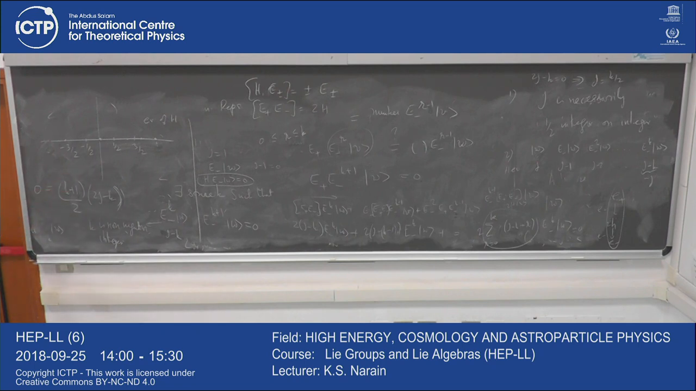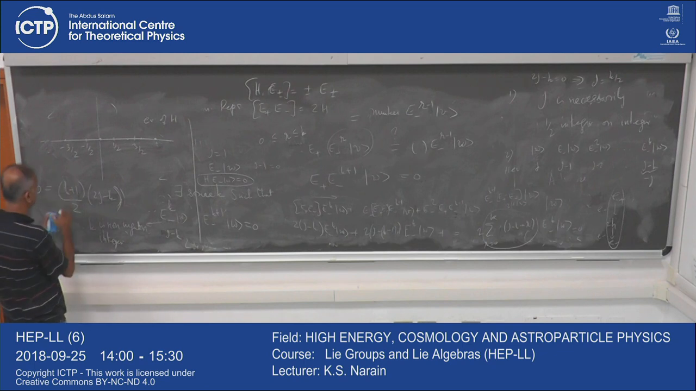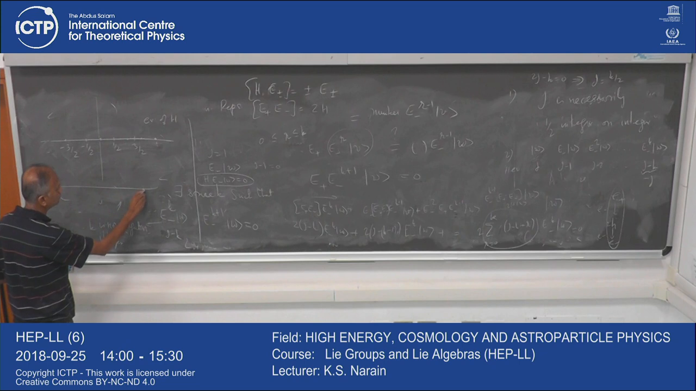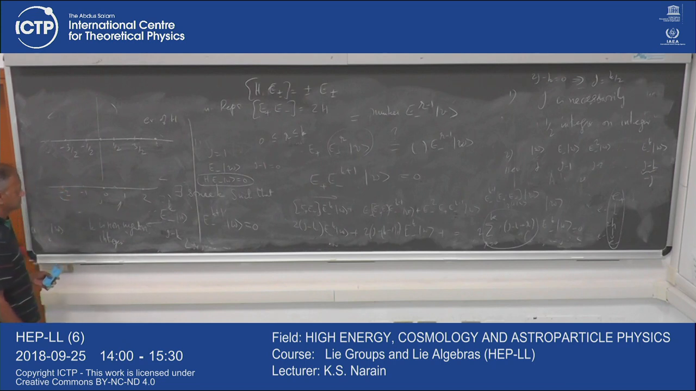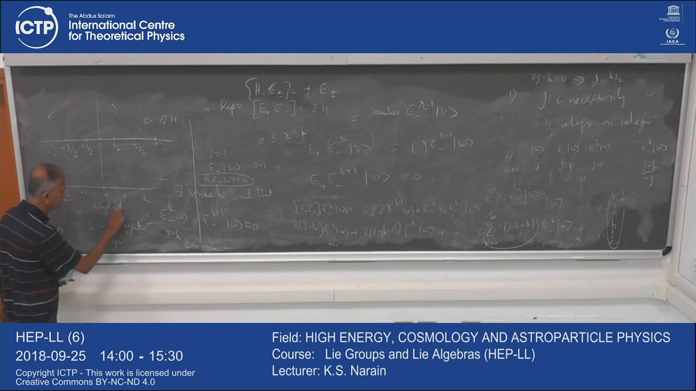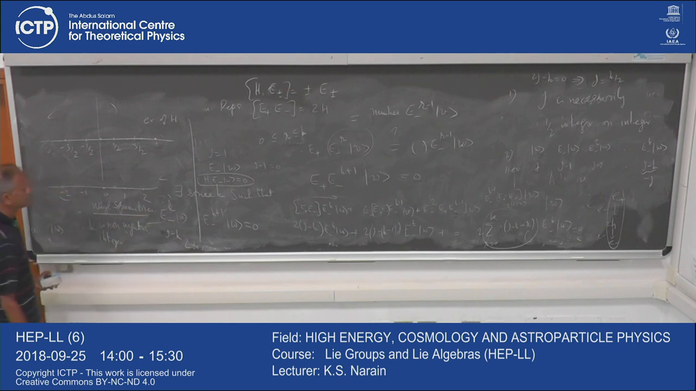Similarly, if J was an integer, you will pass through 0 also. So let's say J is equal to 2. So you have 2, 1, 0, minus 1, and minus 2. Again, there's a reflection symmetry. This symmetry goes by the name Weyl symmetries. Weyl was a great mathematician. Weyl symmetries, these are like reflections.